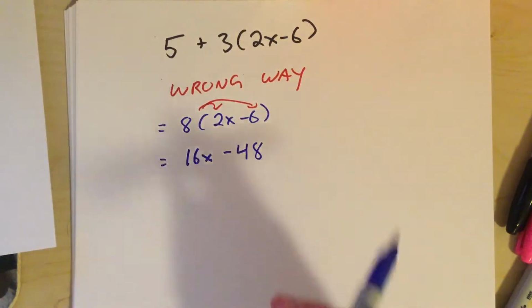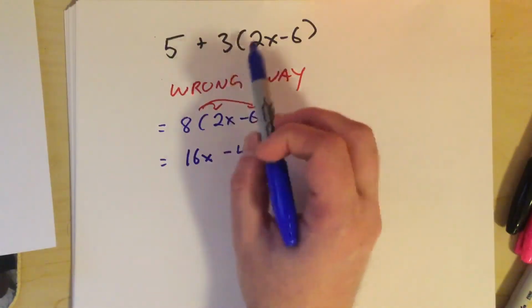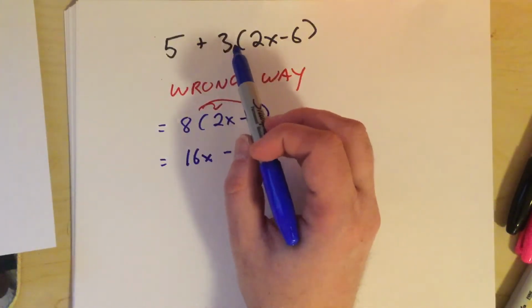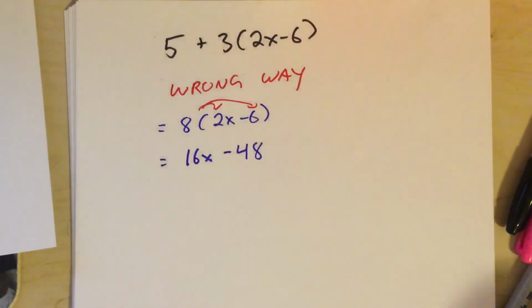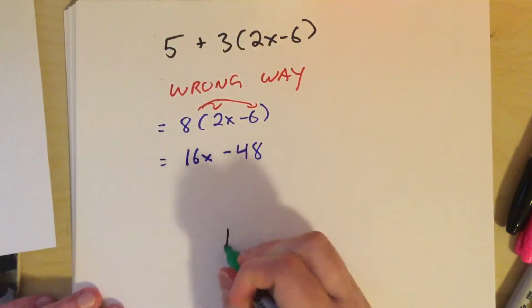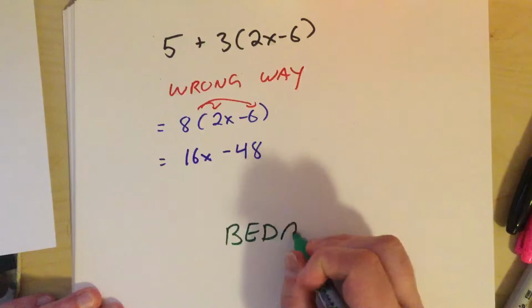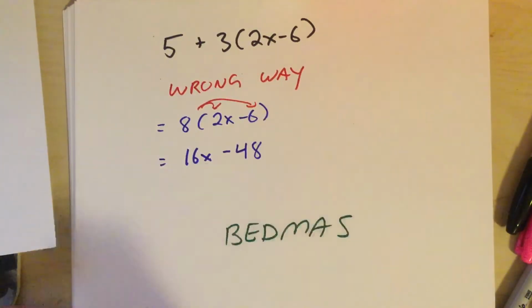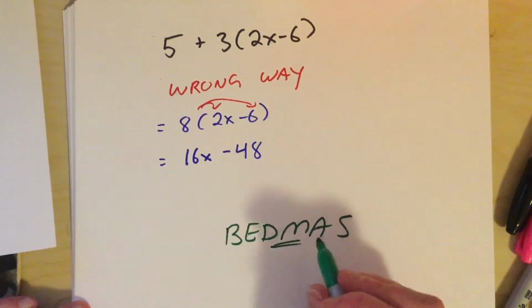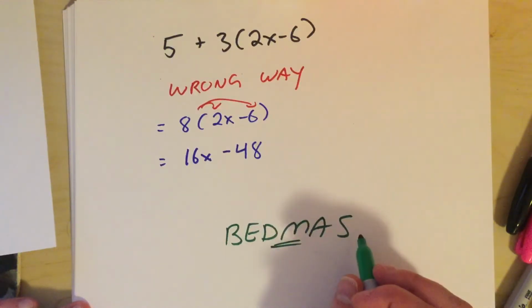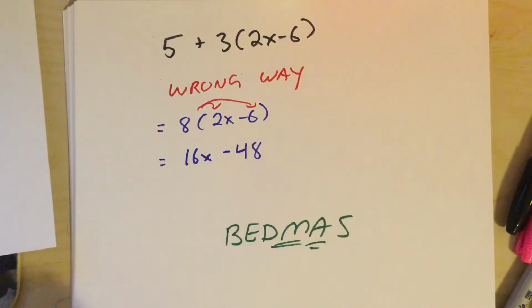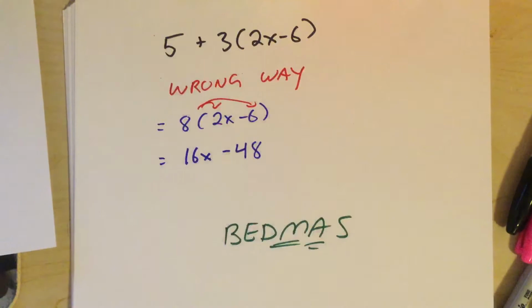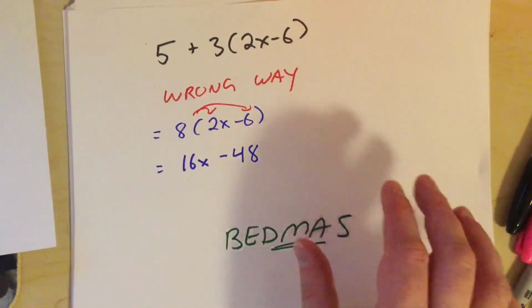Well, the reason it's wrong is that what we have between 3 and 2 is a multiplication. What we have between 5 and 3 is an addition. And so you have that BEDMAS convention, which says that the multiplication has to happen before any addition. And here we did the addition before we did the multiplication. So that's the wrong way.